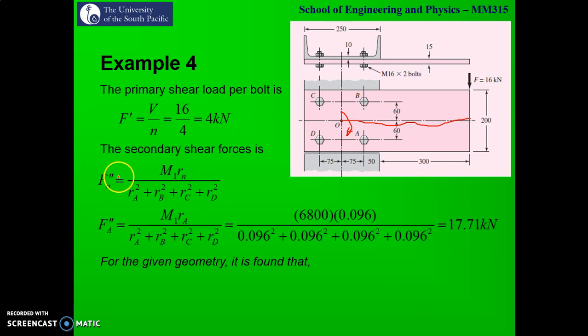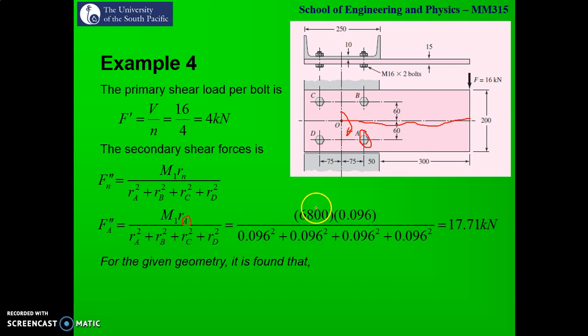So F double prime n is equal to M1 Rn divided by Ra squared plus Rb squared plus Rc squared plus Rt squared. Now let me calculate the secondary shear acting on bolt I. So instead of n, it will become I. So F double prime I is equal to M1, instead of Rn, I am looking at the distance of bolt I from the centroid, divided by Ra squared plus Rb squared plus Rc squared plus Rd squared.